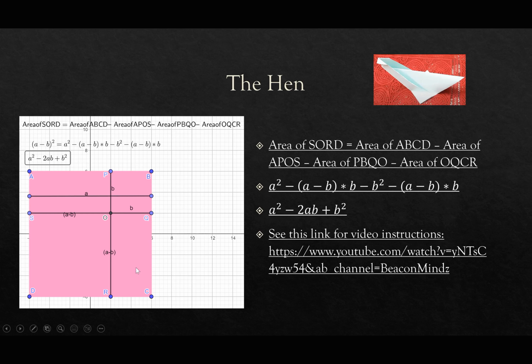Minus OQRC, and that's this little slab, minus the last piece down here, which is SORD. And so all of this together comes to create our a squared minus 2ab plus b squared formula. Up here, this is basically the calculations I just described.